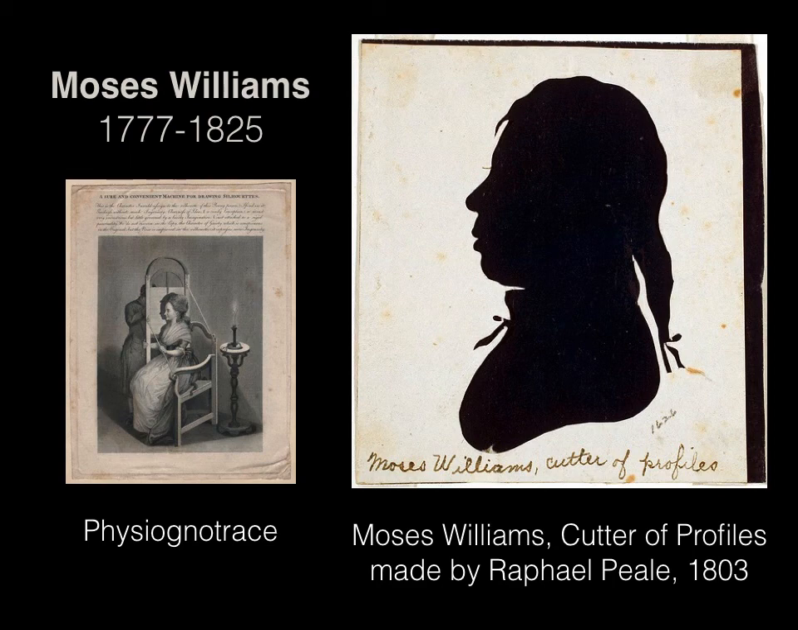And you can see here this physiognotrace. People would sit in a chair and a light would cast a shadow onto a screen. And then Moses Williams would cut out their silhouette. He would draw it onto a card, and then he would cut it out and then add tiny details like the eyelash and things like that to give it a certain kind of freshness and vitality. Moses Williams was enormously successful at this.